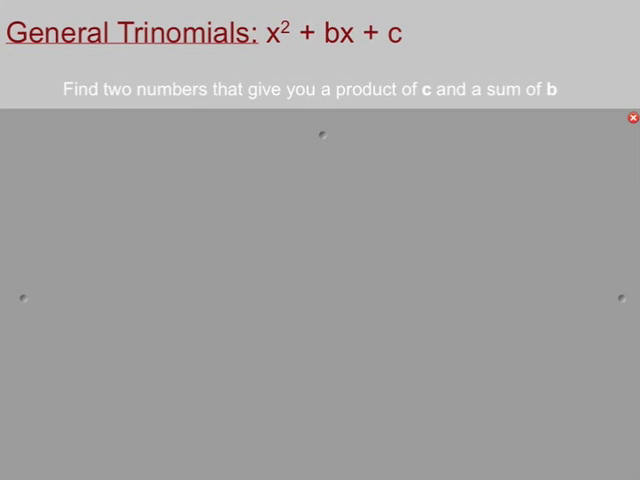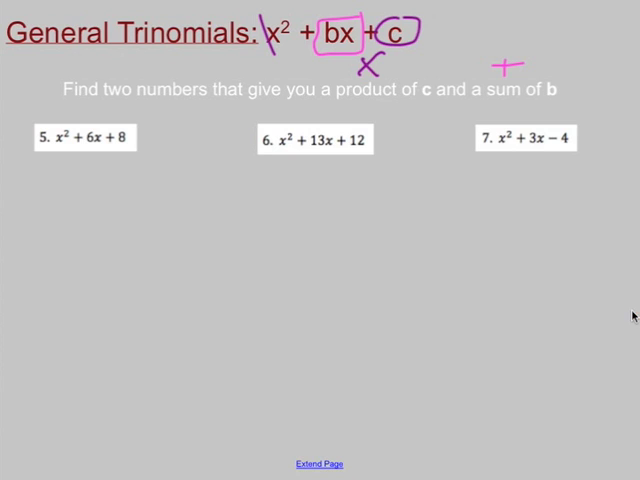Okay. The next thing we're going to do is general trinomials. So we're looking at when my number in front is 1. Okay, so find two numbers that give you a product of C and a sum of B. So remember, product is when it multiplies. So we got to multiply to this C value, and you have to sum, add to the B value. Okay, so let's go ahead and just look at our examples. We're going to go ahead and use a box method on this one to start out, and then we'll go to just guess and check.